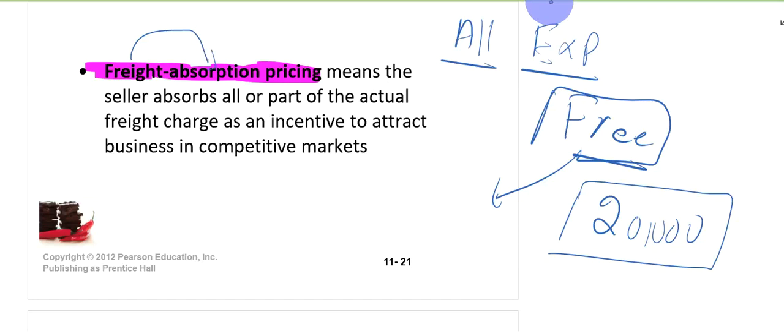These strategies are basically made when the company is new or wants to promote its product, and that's why they attract customers with complimentary or free delivery. Let's go to the next slide now.